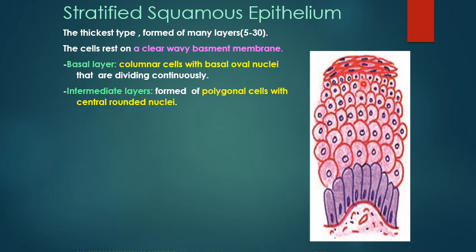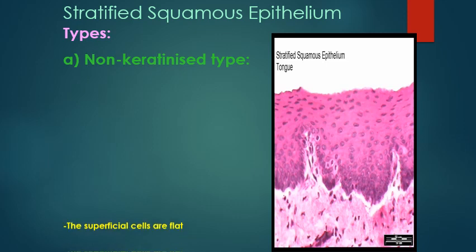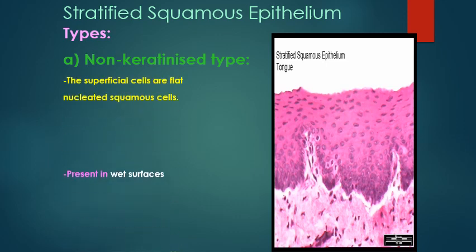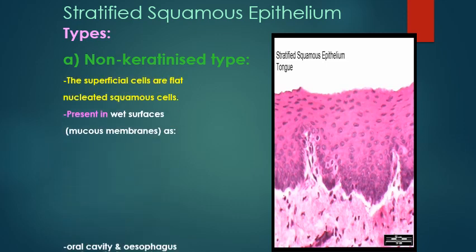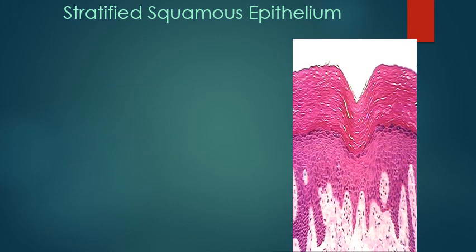The more we go upward, the more the cells decrease in size. Why? Because as we go upwards, we are away from the nutrition, which is the underlying connective tissue. The superficial cells are flat cells with flat nuclei. We have either non-keratinized, not covered with keratin, present in the wet surfaces, mucous membranes such as the oral cavity, esophagus, vagina, tips of the urethra, anal canal, cornea, and conjunctiva. Stratified squamous epithelium, non-keratinized, not covered with keratin.